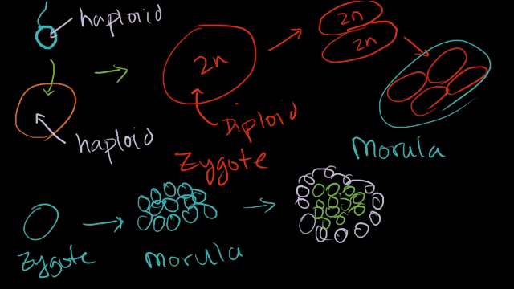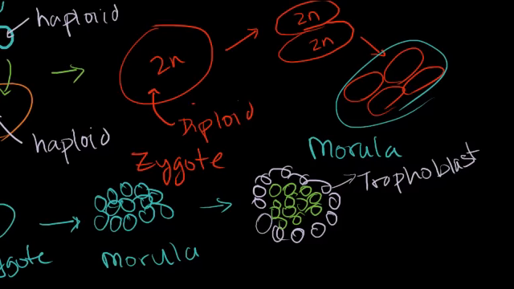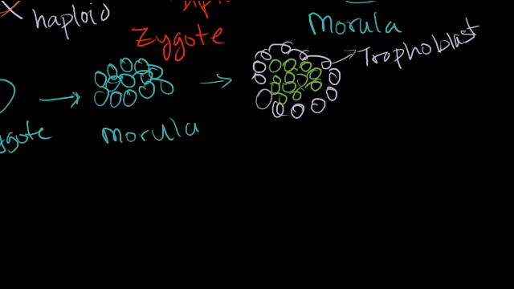These outer cells are called the trophoblasts. Let me do a different color. Trophoblast. And then the inner cells, and this is kind of the crux of what this video is all about. The inner cells right there are called the embryoblast.